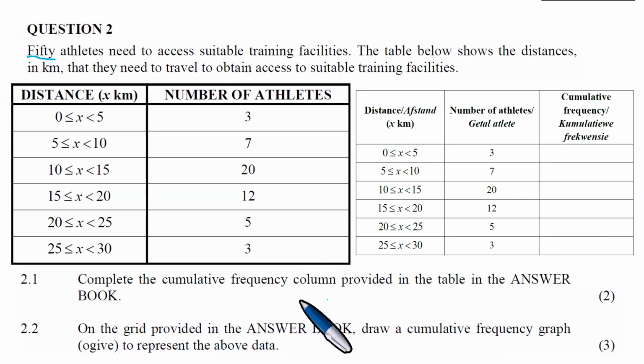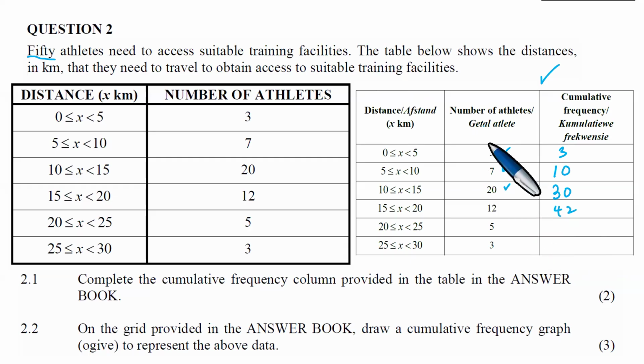Complete the cumulative frequency column provided in the table in the answer book. This table came from the answer book; I took it and put it here. So we need to just complete it. It is very easy: the top one is 3, so you put 3. The next one is 7, 7 plus 3, you put 10. 10 plus 20, you get 30. You add 12, you get 42.